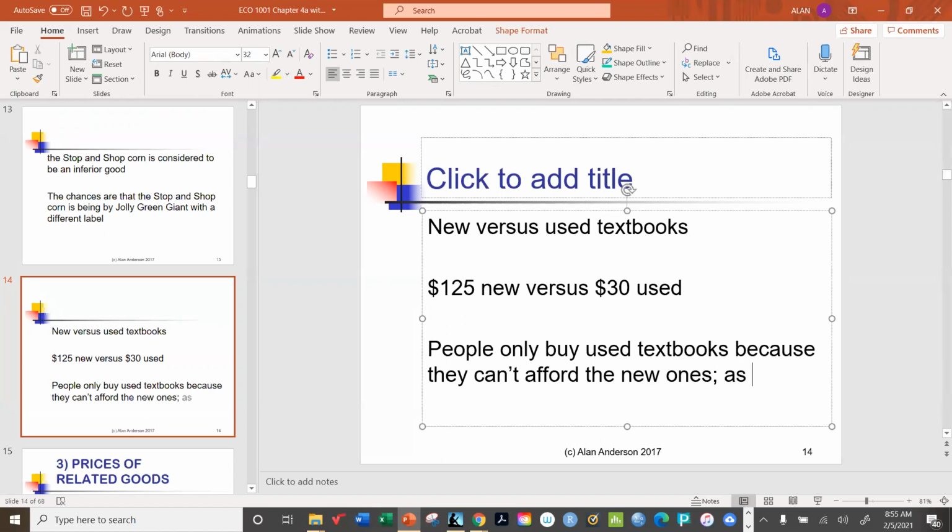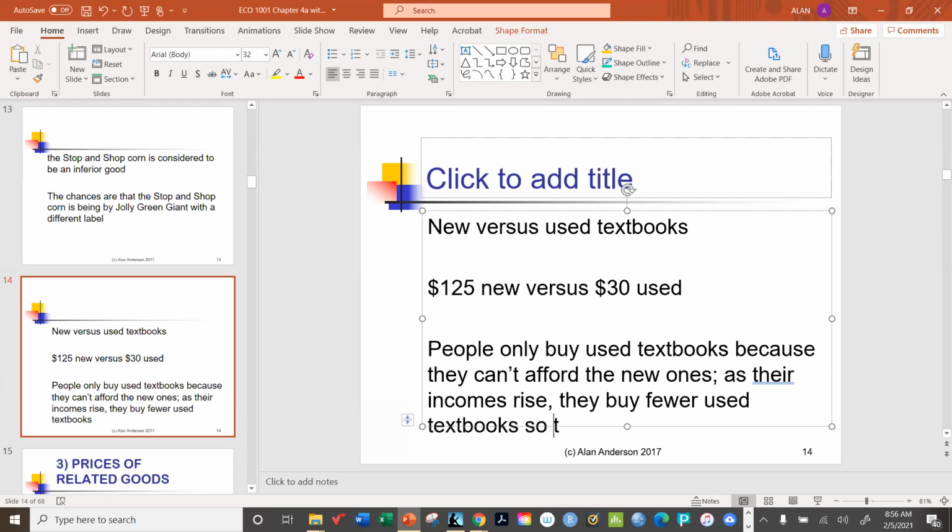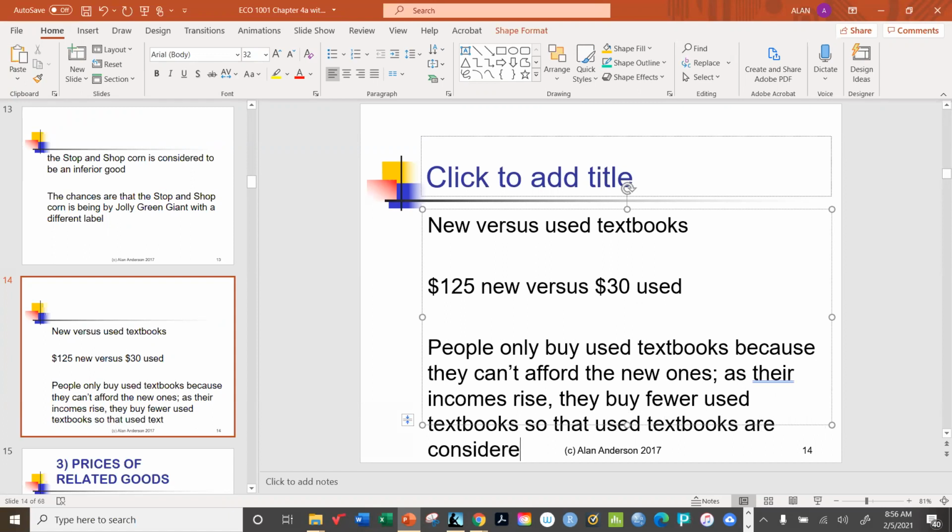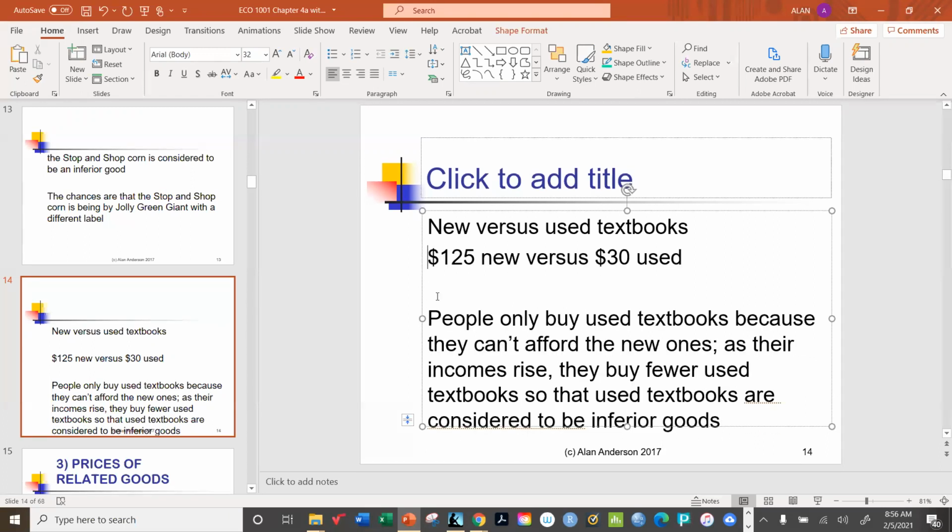Okay, so as their incomes rise, let's say that somehow you found yourself with more money next year because, let's say, you worked during the summer and you really did very well. Then when you come back in the fall, you might find yourself not willing to buy the used textbooks. They buy fewer used textbooks, so that used textbooks are considered to be inferior goods. Okay, you get the idea.